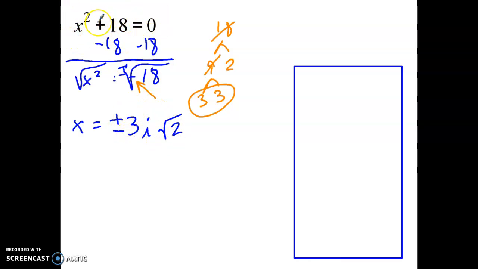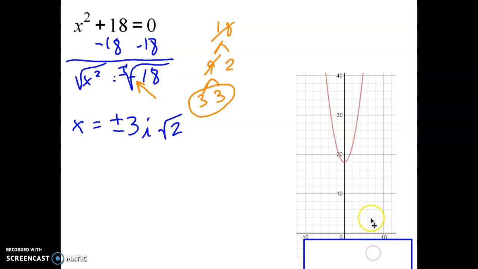This x squared plus 18 has 2 imaginary roots, 3i square root of 2 and negative 3i square root of 2. And if we look at the graph, we can see that this parabola, x squared plus 18, never crosses the x-axis.